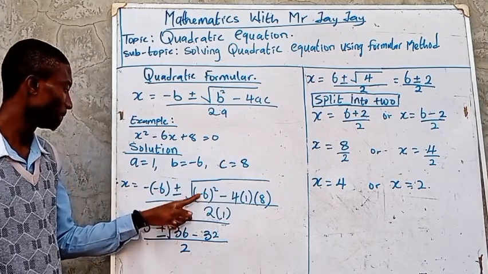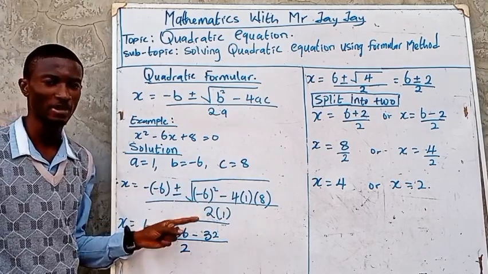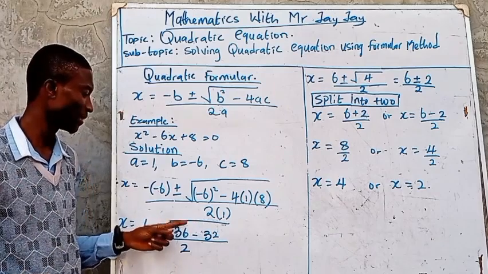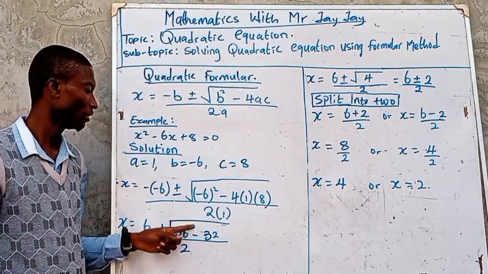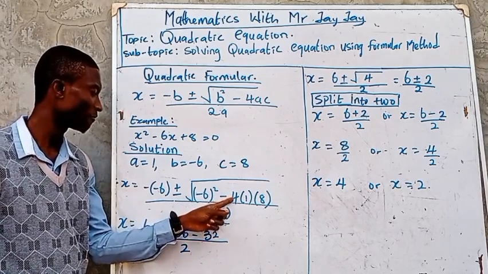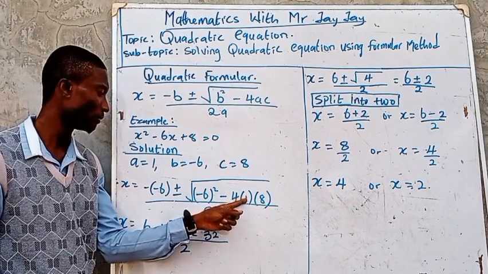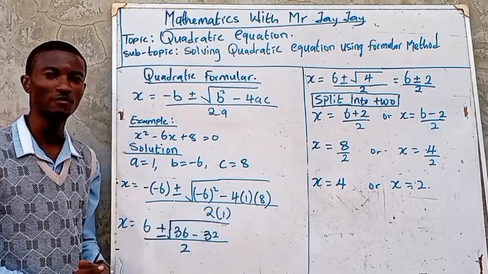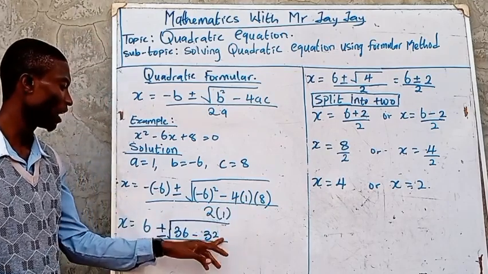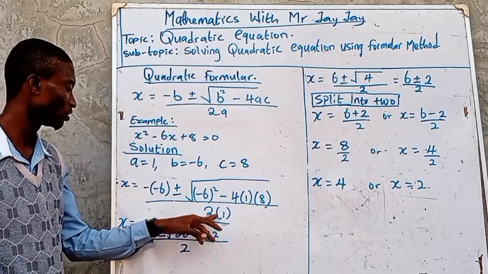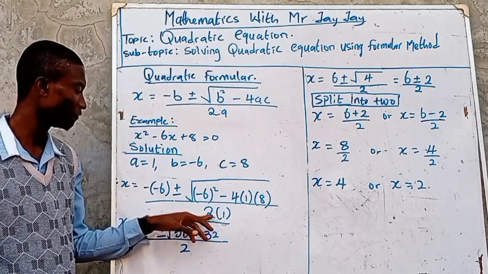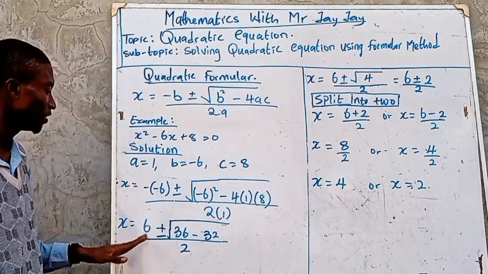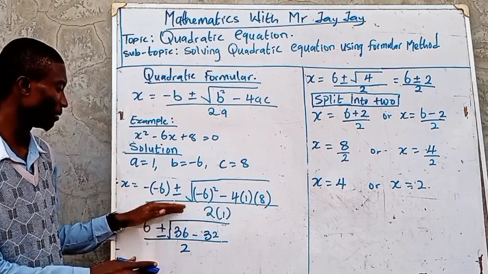Square root of what? Minus 6 square. Minus 6 square is typically talking about what? Minus 6 times minus 6, and minus 6 times minus 6 will give us 36. On the other side, where we have minus 4 times 1, minus 4 times 1 we know is what? Minus 4, and minus 4 times 8 will give us what? Minus 32. Under the denominator we have 2 times 1, and our 2 times 1 is 2. Now, having done this, you have solved your problem halfway.